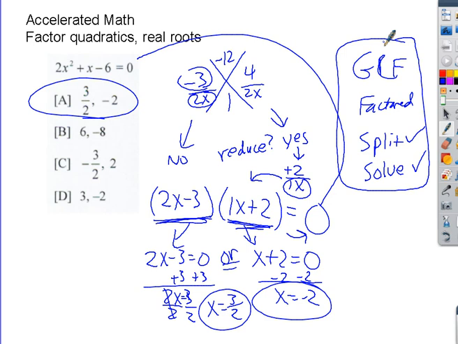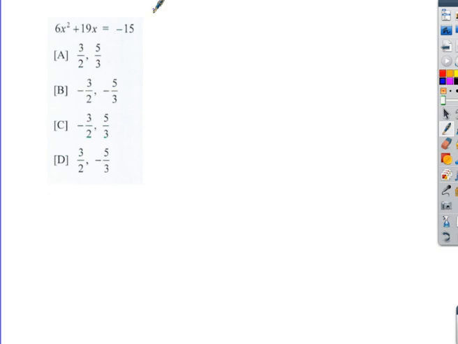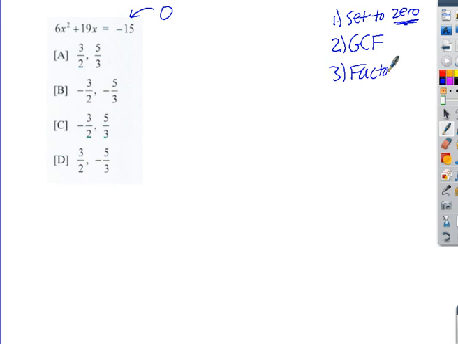All right, let's take a look at another one. Now I want you to notice right off the bat what is different about this one is it's not equal to 0. So when I said GCF first, really the first thing is set to 0. And what I mean by that is get it equal to 0, because without that setting it equal to 0, we don't have the power to use that whole little zero product property thing that we used just a minute ago at the end to split it and solve it. So set to 0. GCF, factor, split, and solve. So I don't know if you want to make a nice little acronym, SGFSS process. Sounds complicated.